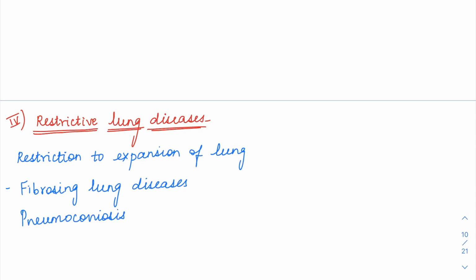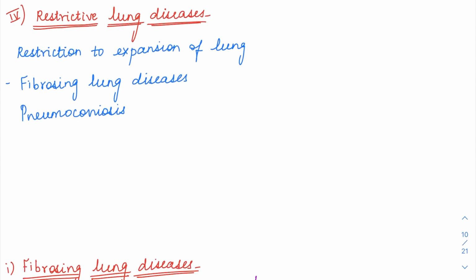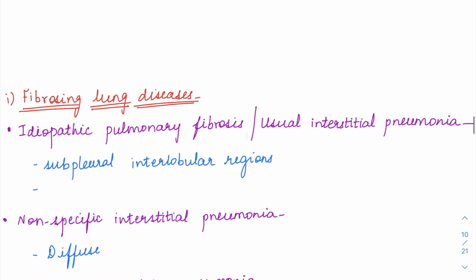Next, we will move on to the restrictive lung diseases. Restrictive lung diseases, in the sense there is going to be restriction to the expansion of the lung. The lung is not able to expand because there is some fibrosis which is restricting the movement of the lung. So, we have two major diseases under this. First will be the fibrosing lung diseases and next will be pneumoconiosis.